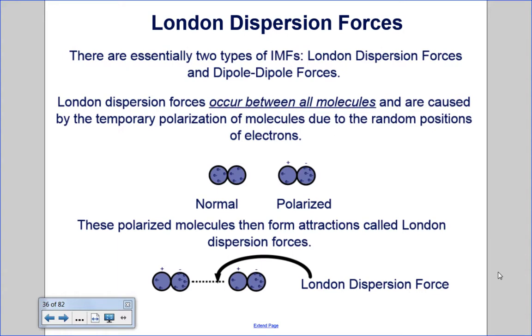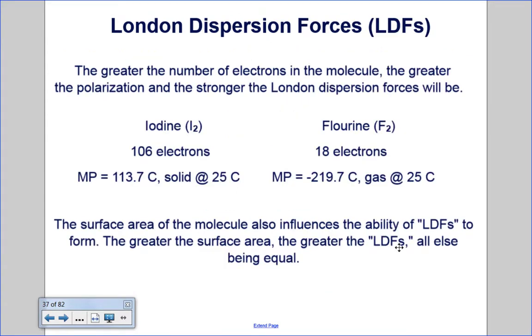Therefore, when that occurs, it creates what are called temporary poles, where the side that most of the electrons are on will be negative and the other side will be positive. These polarized molecules then form attractions called London dispersion forces, where the temporary negative poles of one molecule are attracted to the temporary positive poles of another molecule. The greater the number of electrons in the molecule, the greater the polarization and the stronger the London dispersion forces will be.